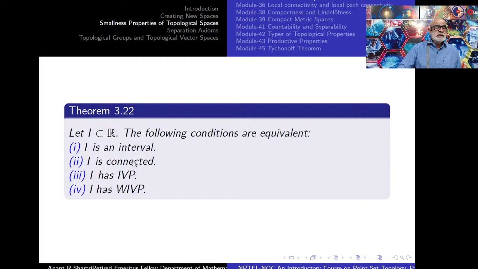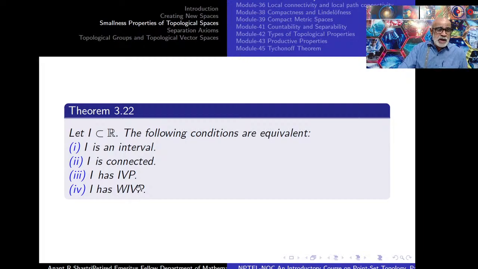I is an interval, I is connected, I has intermediate value property, I has just weak intermediate value property. Okay, even this is equivalent to having the strong usual intermediate value property. So this is what now whatever discussion I have done. So these four things are equivalent.